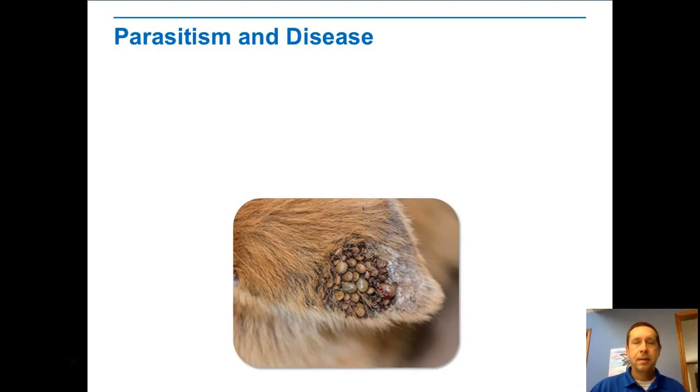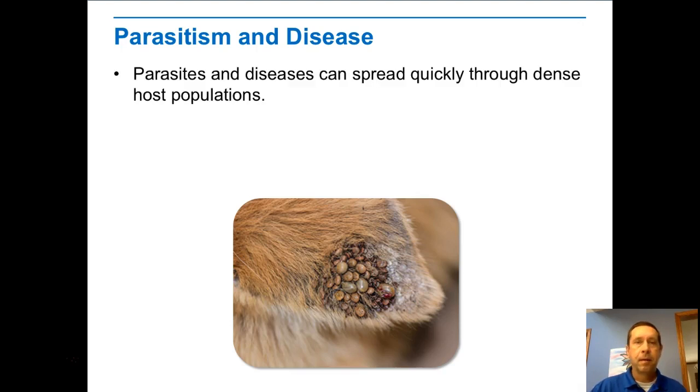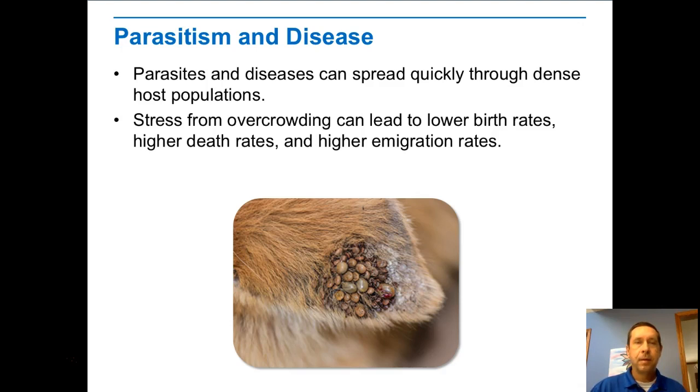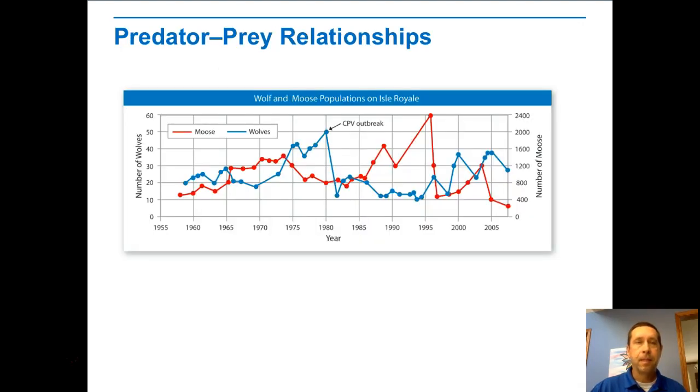Parasitism and disease become bigger factors when things are closer together because the parasites and the diseases can spread from one individual to another more easily. So parasites and disease can spread quickly through dense host populations. Stress from overcrowding can lead to lower birth rates, higher death rates, and higher emigration rates.